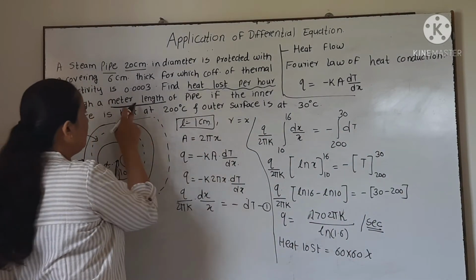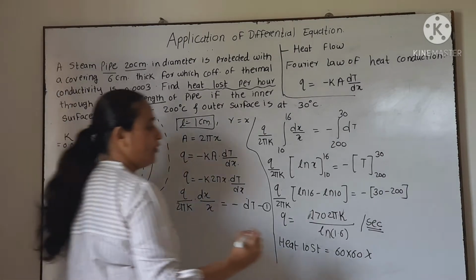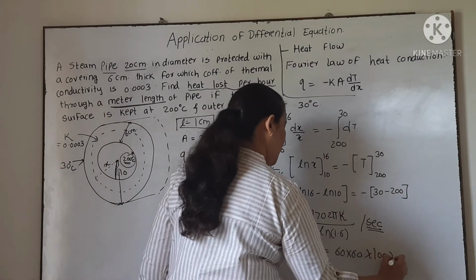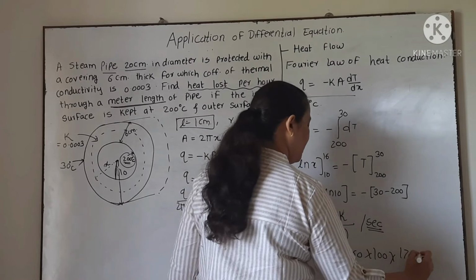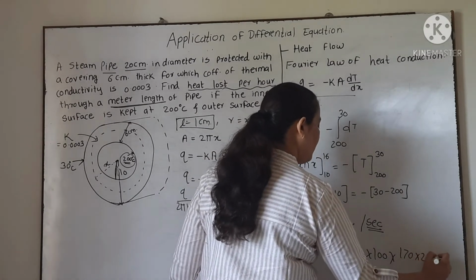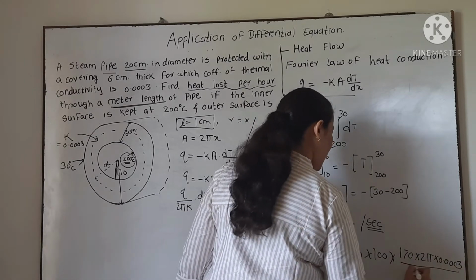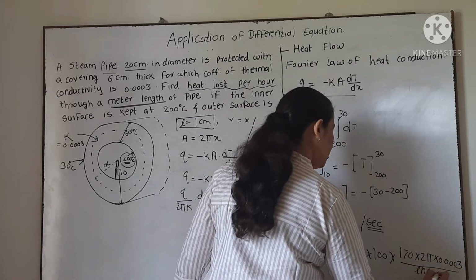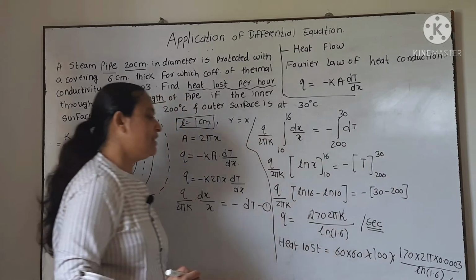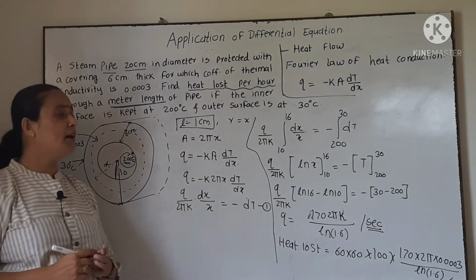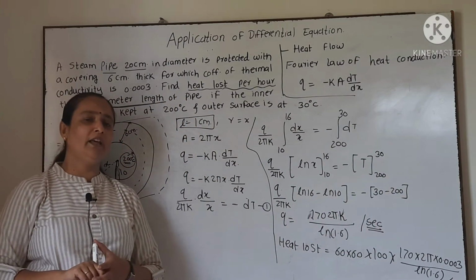We have calculated this for 1 centimeter. We want for 1 meter. Therefore into 100 into 170 into 2 pi. We know the value of k, that is 0.0003 upon ln of 1.6. You can calculate this with the help of a calculator. You will get the heat loss per hour through a meter length of a pipe.